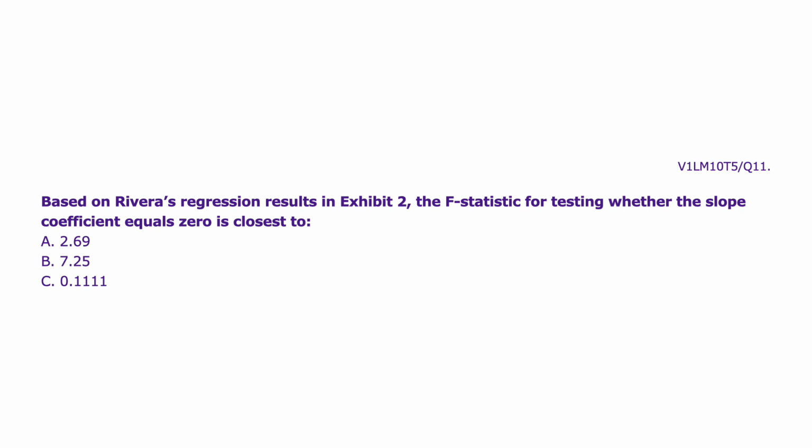Based on Rivero's regression results in Exhibit 2, the F-statistic for testing whether the slope coefficient equals 0 is closest to A. 2.69, B. 7.25, C. 0.1111.